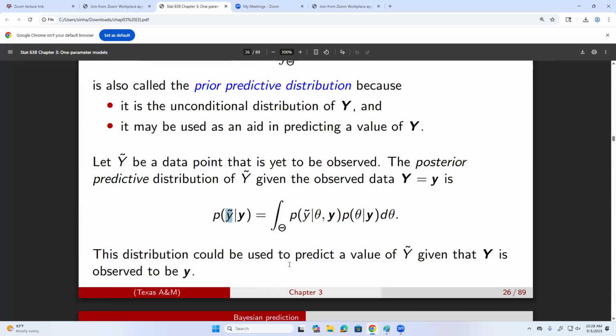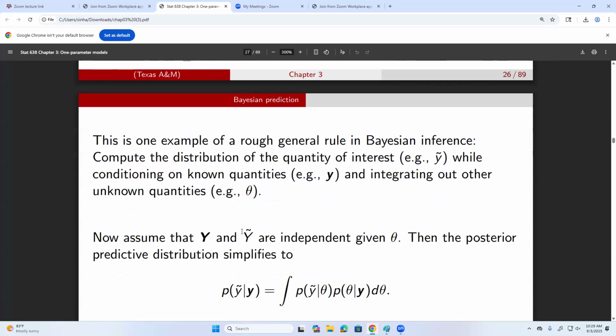This distribution could be used to predict a value of y tilde, future observation, given that uppercase Y is observed to be this one. So the realized value of the data is little y. Then we can use this distribution.